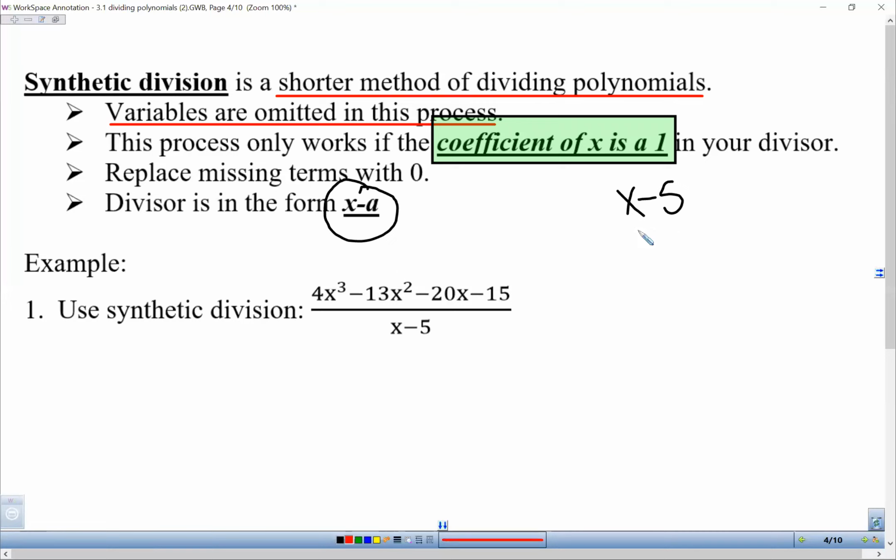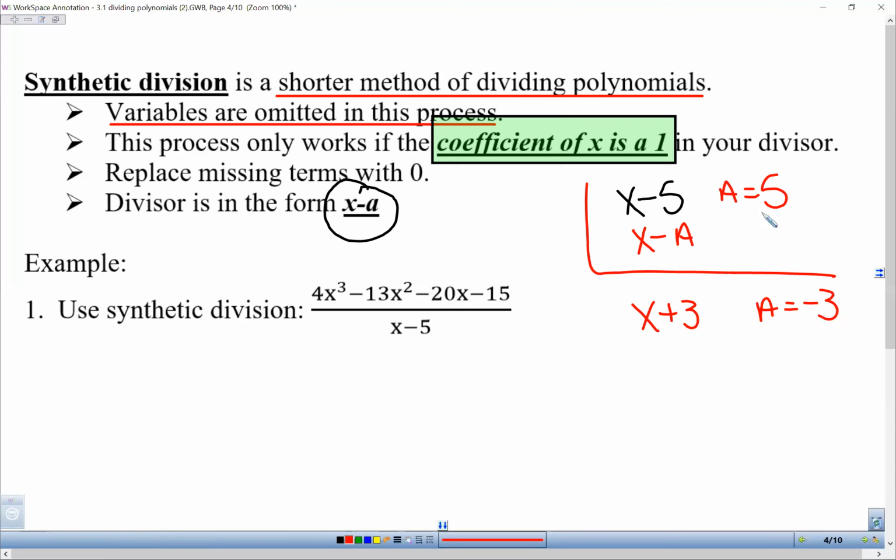Again, this is in the form of x minus a. So a is equal to 5. If we were dividing by x plus 3, a would be equal to negative 3. So this is the number we're going to use when we're doing our synthetic division. One way you can think of it is the number you use is always the opposite of the sign they give you. So x minus 5, a is positive 5. x plus 3, a is negative 3.